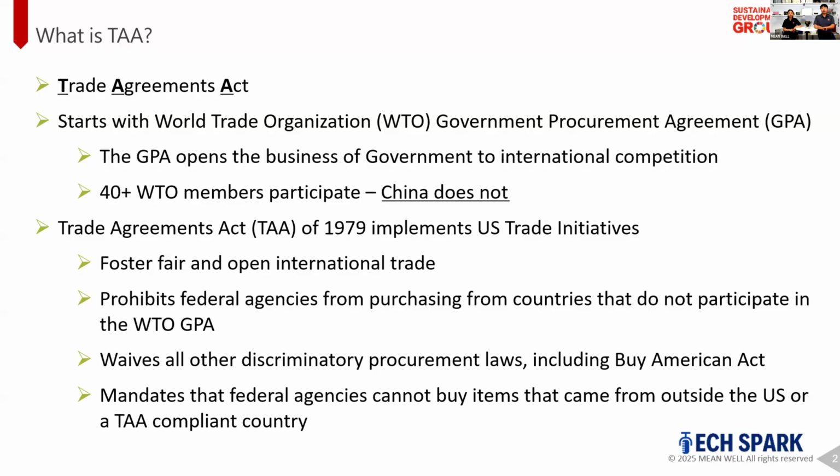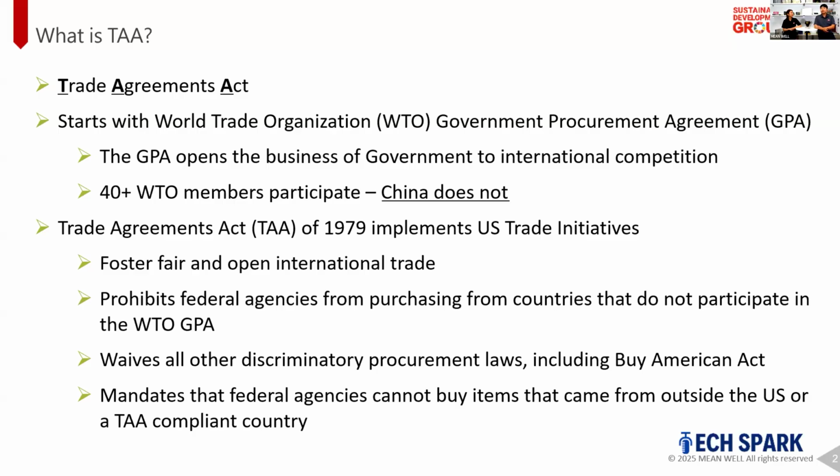So essentially, the TAA prohibits federal agencies from purchasing from countries that are not in the WTO GPA program. And one of the benefits is that it waives other discriminatory procurement laws, such as the Buy American Act. So if the supplier or the components are TAA compliant, then they don't have to follow certain acts that restrict government from procuring certain products. In essence, it means the federal agencies cannot buy items that came from outside the US or outside of a TAA compliant country.